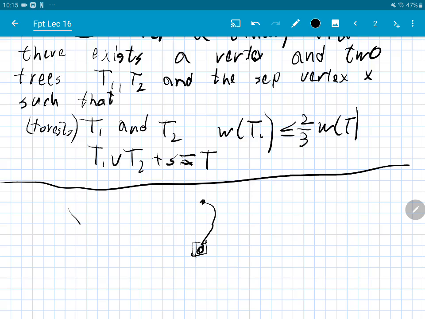Now it's easy to see that this is tight. Just consider this case. Think about every one of the leaves having weight 1 and the node in the middle having weight 0. So clearly the only option for a separator is the middle node. But then one of the 3 pieces would have 2 of the leaves, so it would have weight 2, and the other pieces would have weight 1. So it's 2/3.